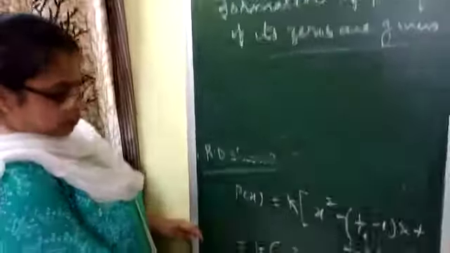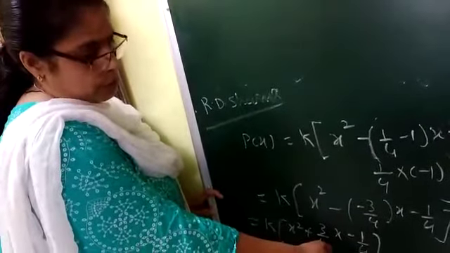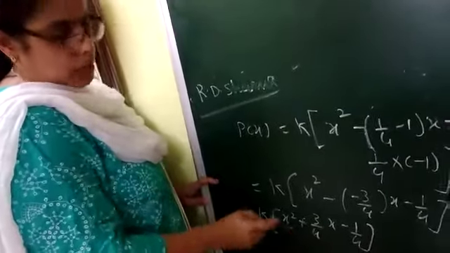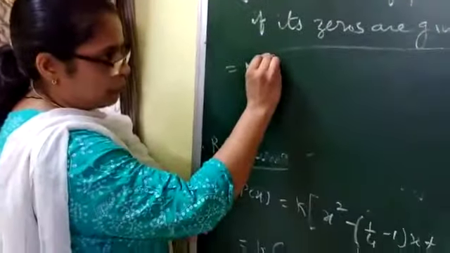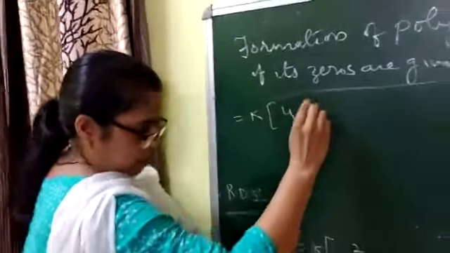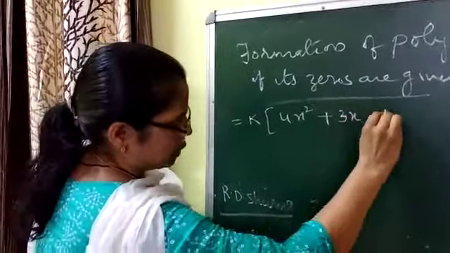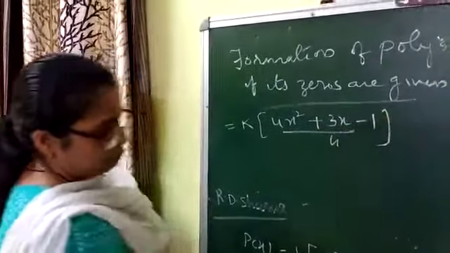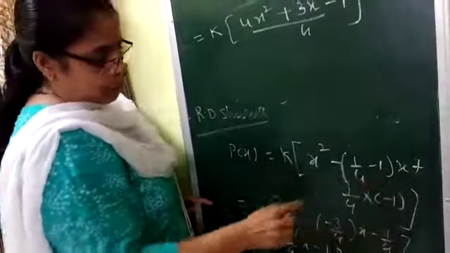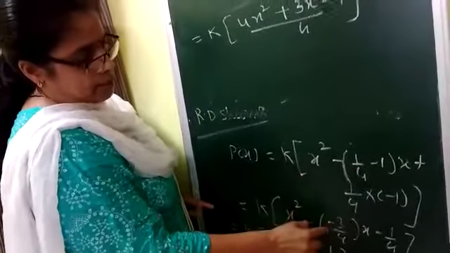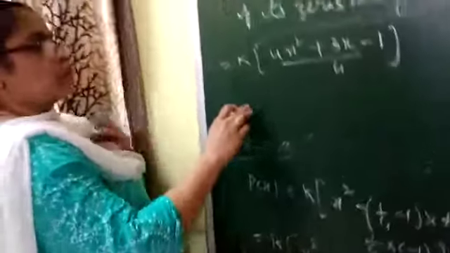अभी देखिए इसमें k का importance आ रहा है. इन दोनों में आपको 4 डिनोमिनेटर में आ रहा है, इसमें कुछ भी नहीं है. So that you can take 4 as LCM. Then it will become (4x² + 3x − 1) whole upon 4. See, x² minus (1/4 minus 1)x plus 1/4 into minus 1, by taking LCM, minus 3/4, minus plus again 1/4 into minus 1, minus 1/4.